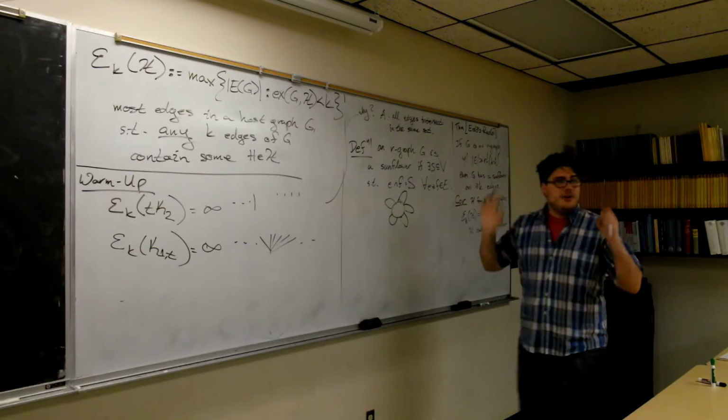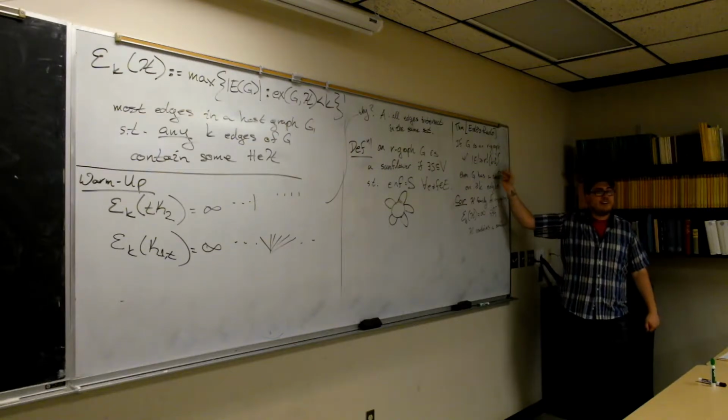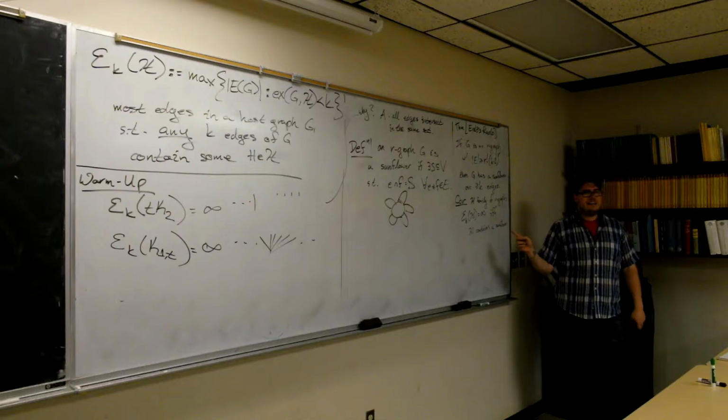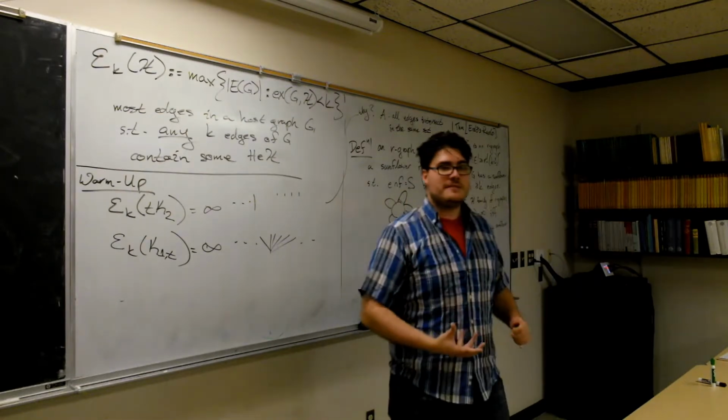On the other hand, if I don't have a sunflower, if I give you a host graph with enough edges, I can find a very, very large sunflower in it. That's going to avoid every graph in my family, and thus contradict the fact that I have to have one if I take enough edges.